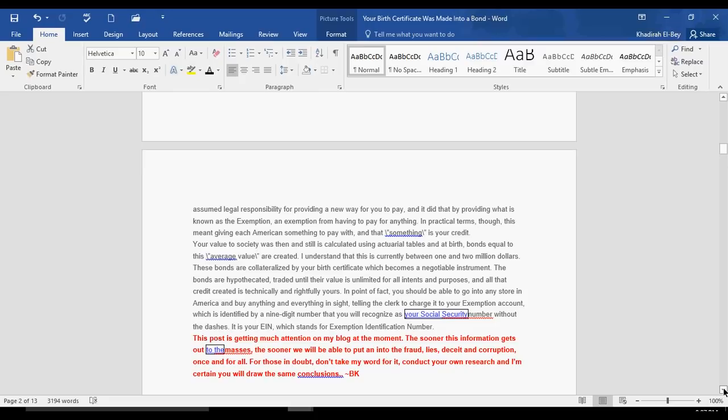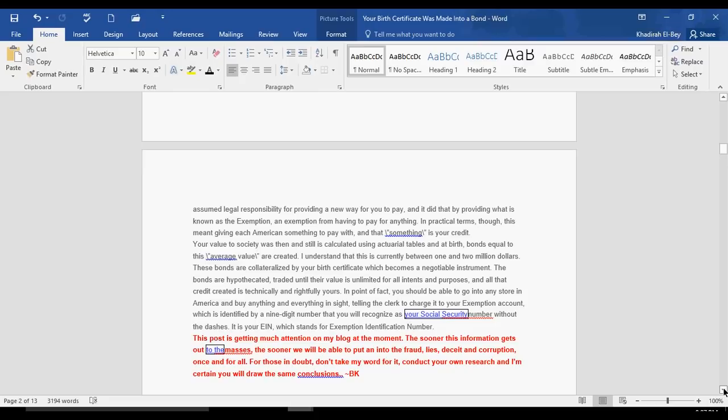These bonds are collateralized by the birth certificate, which becomes a negotiable instrument. The bonds are hypothecated, traded until their value is unlimited for all intents and purposes. And all that credit creates a technical and rightfully yours. In point of fact, you should be able to go into any store in America, all right, and buy anything and everything in sight, telling the clerk to charge it to your exemption account, which is identified by a 9-digit number that you recognize as your social security number. That's the number without the dashes. It's your EIN, which stands for your exemption identification number. All right, the number on the back is the password to your exemption identification number.